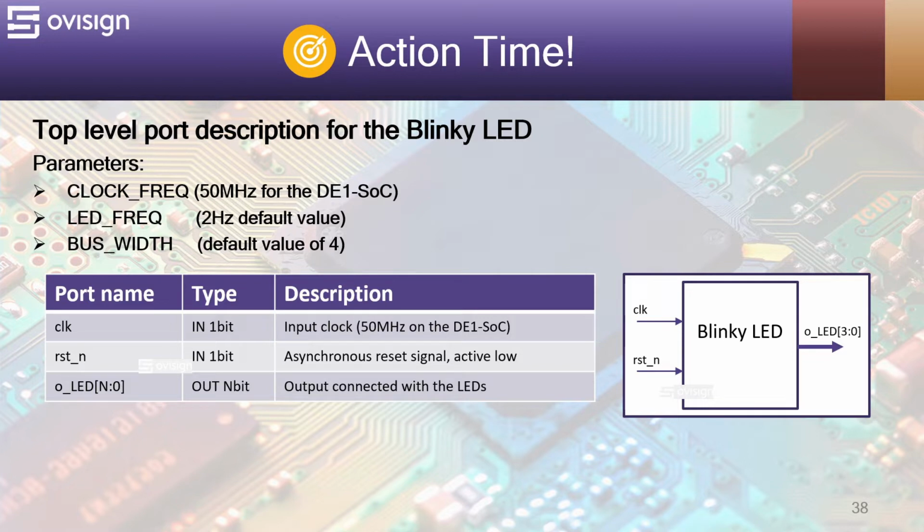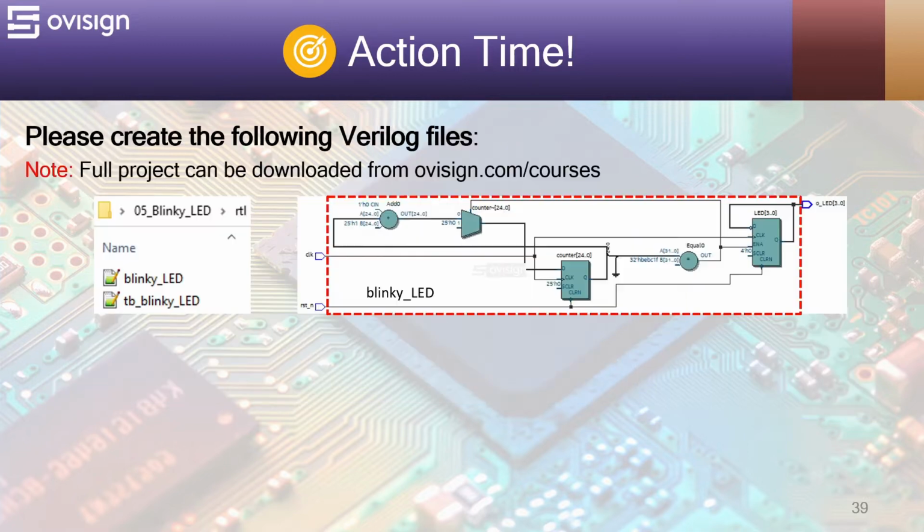The ports of this module are the following. The clock port is a 1-bit input port for the clock. Reset N is a 1-bit input for an asynchronous reset signal which is active low. OLED is an N-bit output port which is connected with the LEDs.